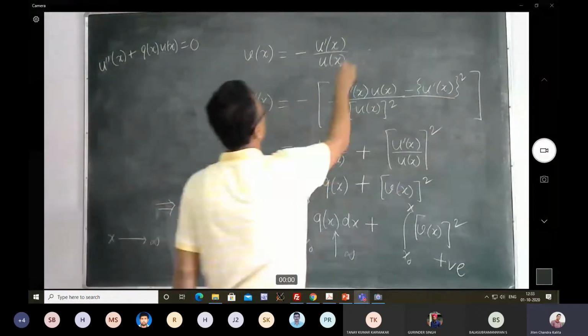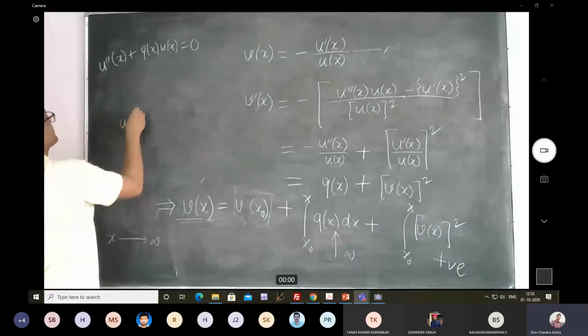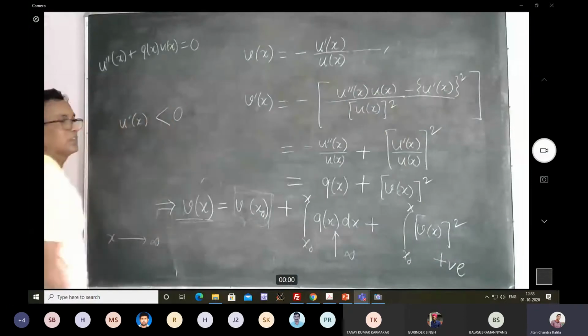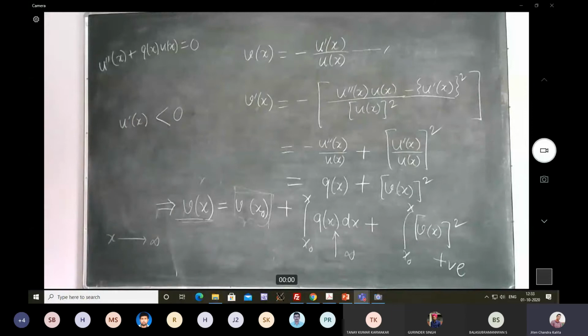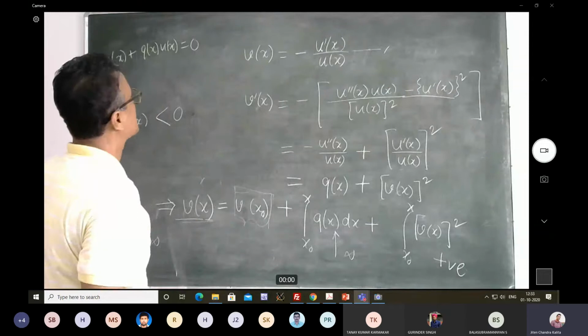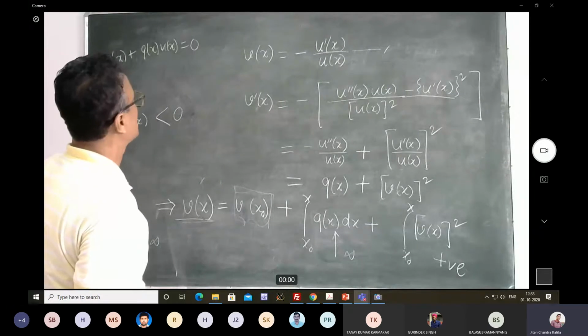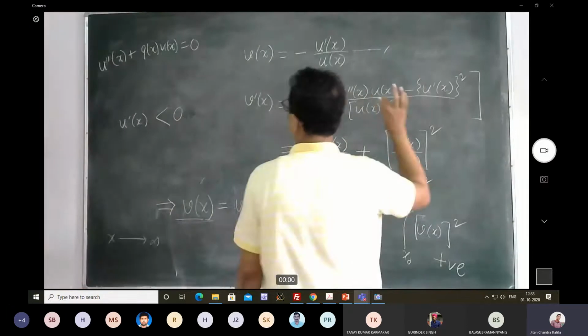So that is why, from here, I am going to get u prime x strictly less than 0. That means it is monotonically decreasing. And again, under the assumptions, like say, just a minute.